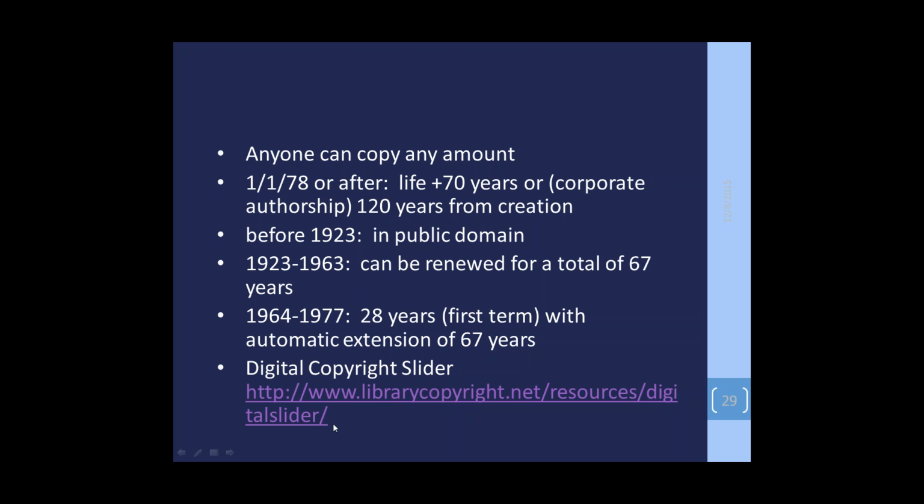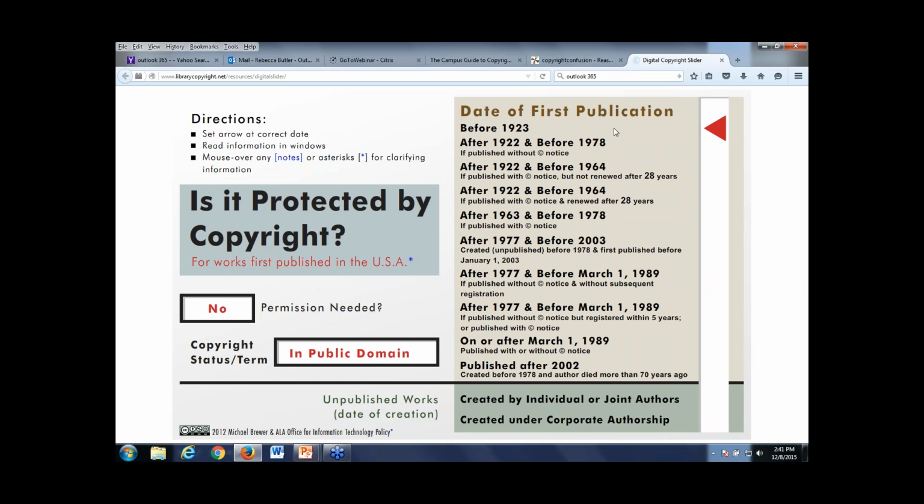I'm not expecting you to remember it, but one thing you can do is go to this copyright slider, which hopefully will be popping up here in a minute. Yep, here it is. And so as you can see right here, it says if something was published after 1923 and before 1978, and if it was published without a copyright notice, is permission needed? The answer is no, it's in the public domain.